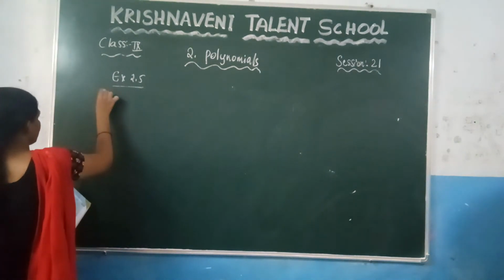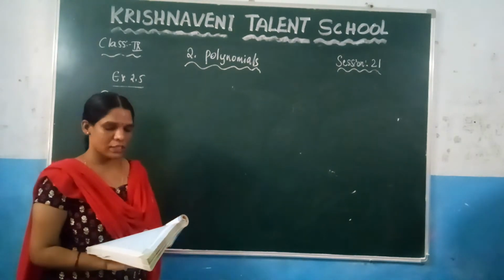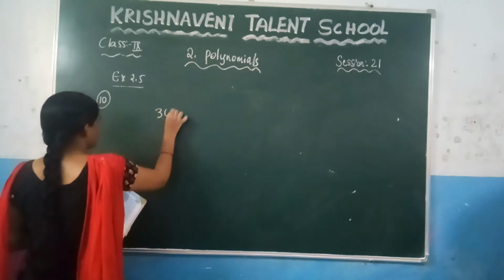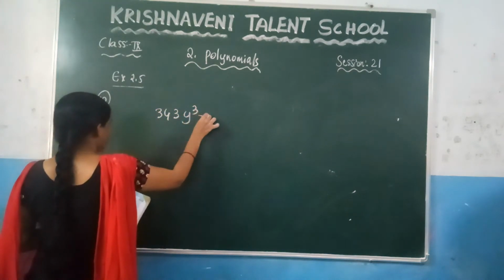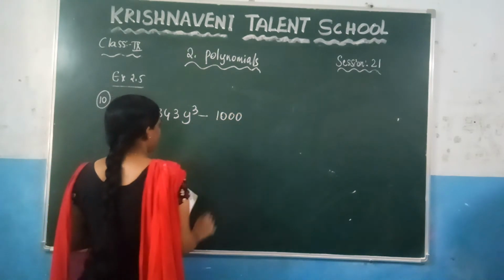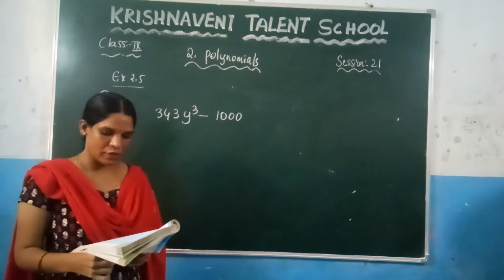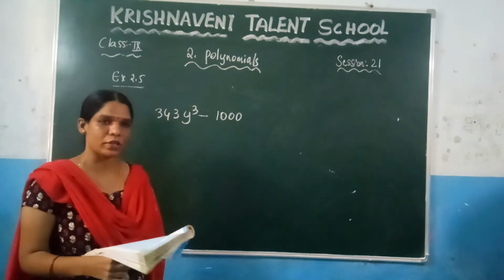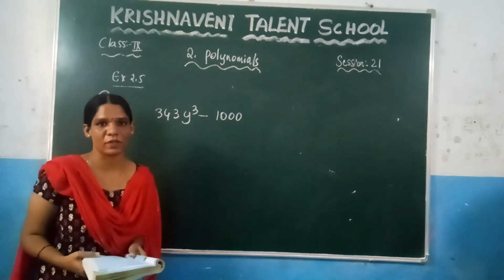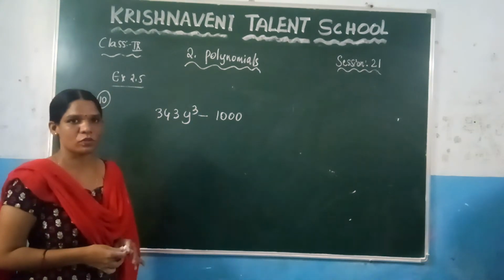Question. In the 10th question, the first one you can do as homework, and the second question we are going to solve, which is 343 y cube minus 1000. In the question itself, we have specified: factorize 343 y cube minus 1000 using the above results. Just now only we have proved the previous problem and we have stated that one is an identity. Now you can apply that identity to solve this problem.